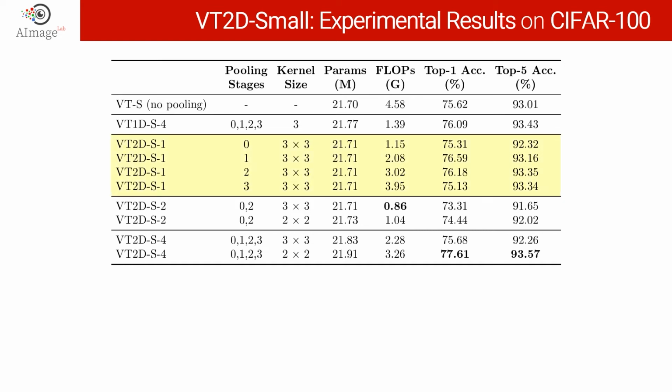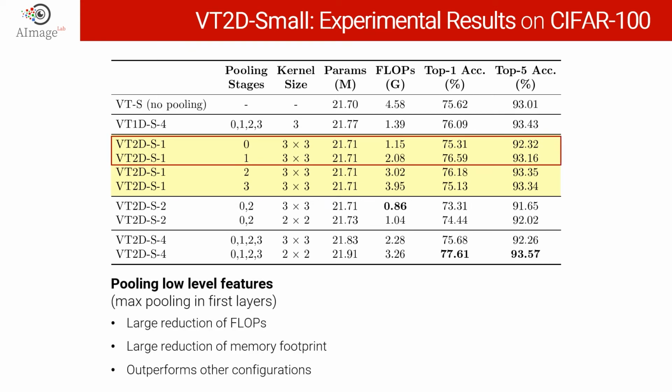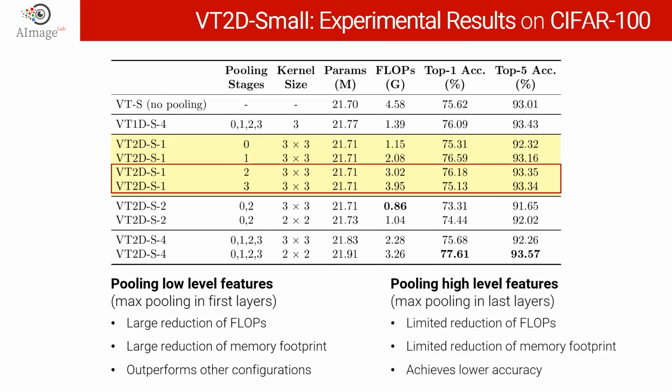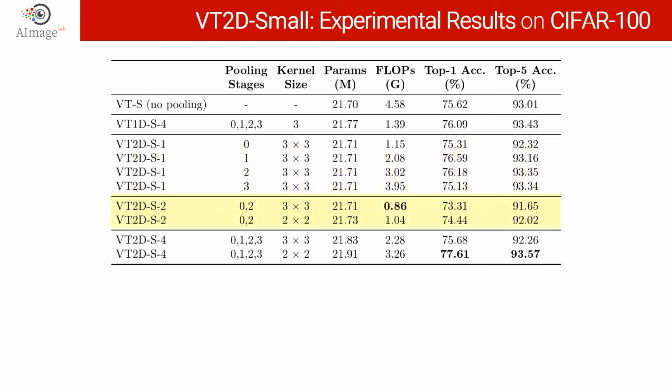In the table, we consider results of the small variant of our model over the C400 dataset when employing one pooling layer at different stages of the architecture. As can be seen, pooling low-level features in the first layer of the model brings a large reduction in flops and memory footprint, while, on the other hand, pooling high-level features in the last layer of the model brings a limited reduction of memory and computational costs and achieves lower accuracy performance.